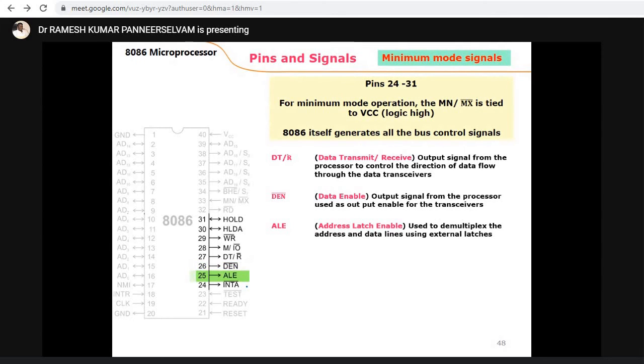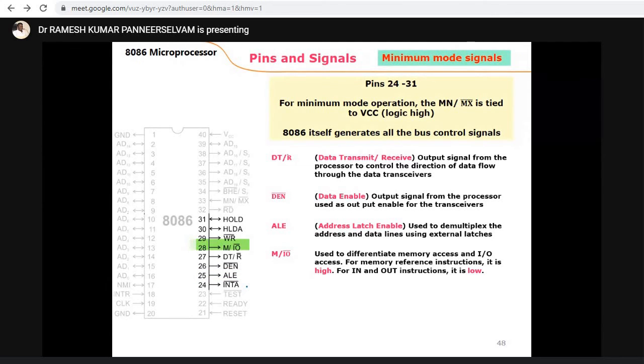Next is ALE, used to demultiplex the address and data lines used in the external bus. Whether the processor is carrying data or address on the lines AD0 to AD15 is indicated by ALE. Then M/IO differentiates whether the processor is performing a memory access or an input output access. For a memory reference instruction, it is always going to be high. For an input output instruction, communicating with IO devices using the in and out instructions, it is going to be logic low, 0.